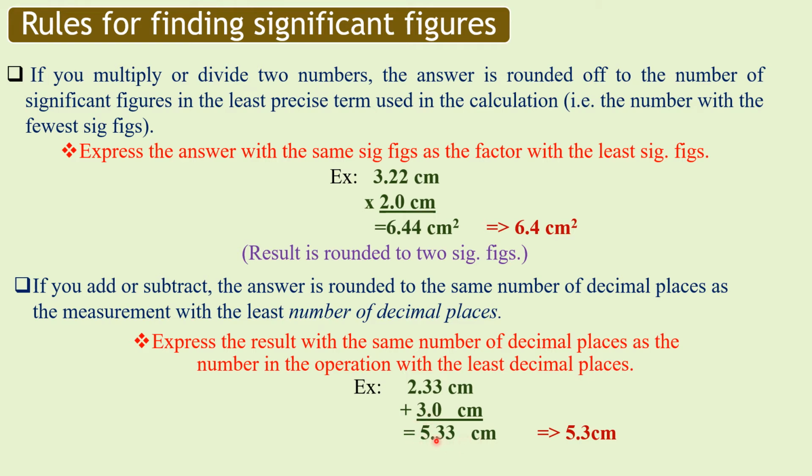We can compare 2.33 with 3.0. There are two decimal places in 2.33 and there is one decimal place in 3.0. So in this calculation 3.0 has the least decimal places, so our answer should be rounded off to one decimal place because 3.0 has one decimal place. So 5.33 is rounded off to one decimal place and we get 5.3 centimeters. Here we have applied the rule of rounding off numbers which we discussed in the previous lecture.